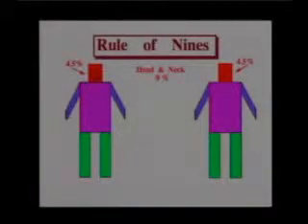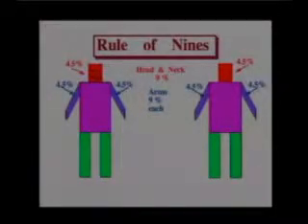So as we talk about the rule of nines, the head and neck is 1 9. The front of the head is 4.5%. The back of the head is 4.5%. Together that totals 9%. So the head and neck is 1 9 or 9%. Each arm is 9%. So the front of the arm is 9% and the back of the arm is 9%. Or you could say the lower half of the arm is 9%, the upper half of the arm is 9%. So each arm is 9%.